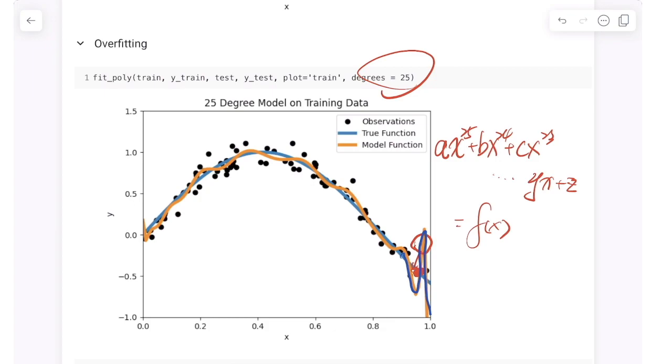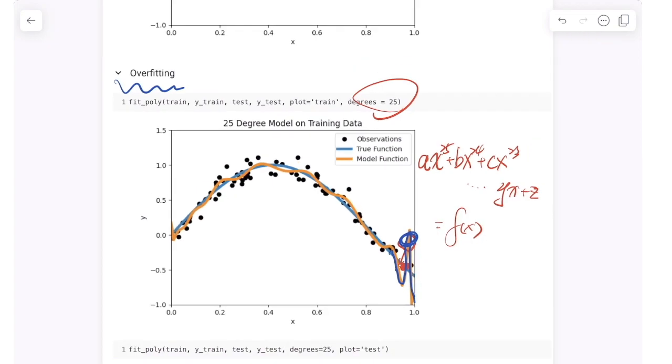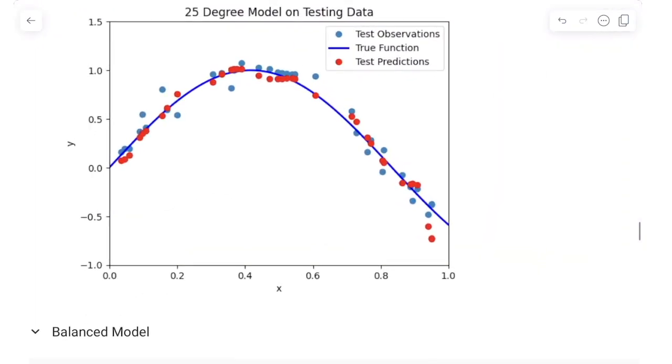But that is too much. So we call it overfitting. The model will try to memorize that there is a data point right here. It is not going to generate a general model to fit a true function from the observations. So that is what we call overfitting. In this case, there are some points which are not that good when you do testing.